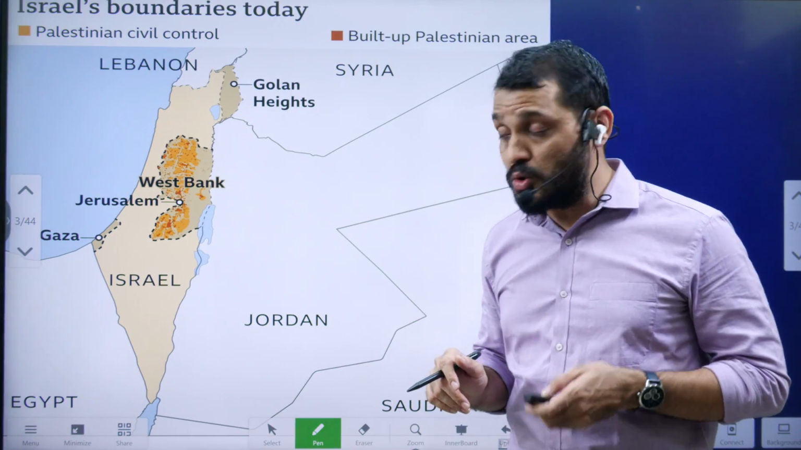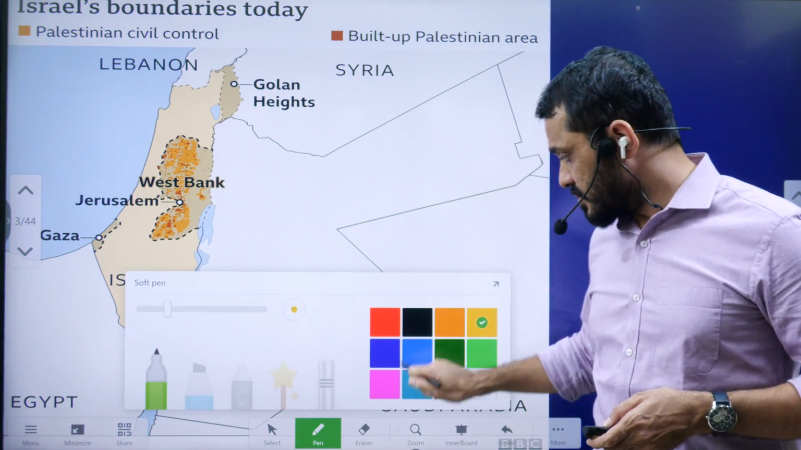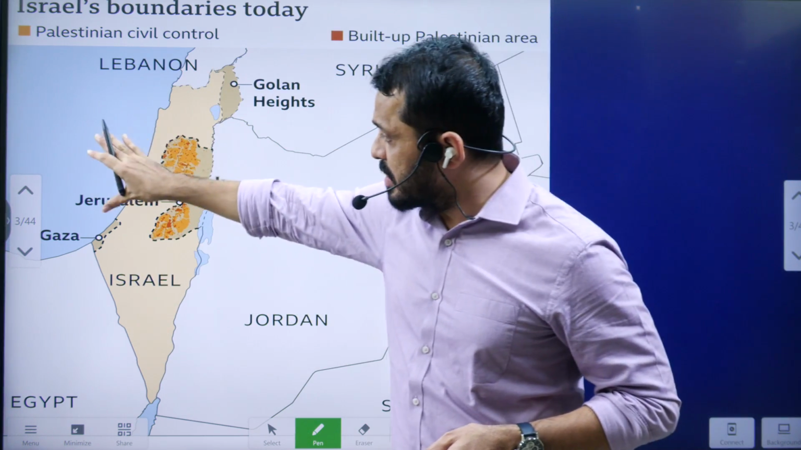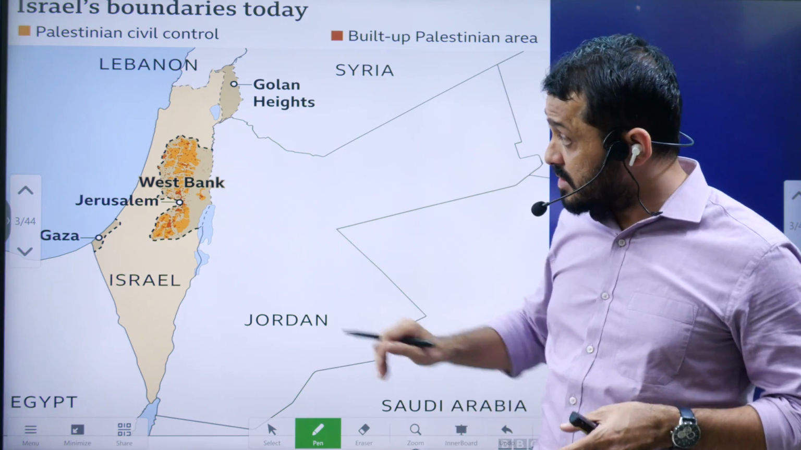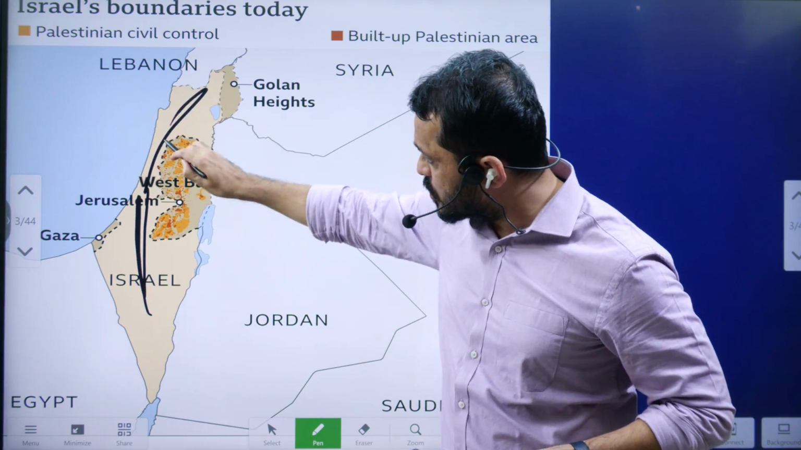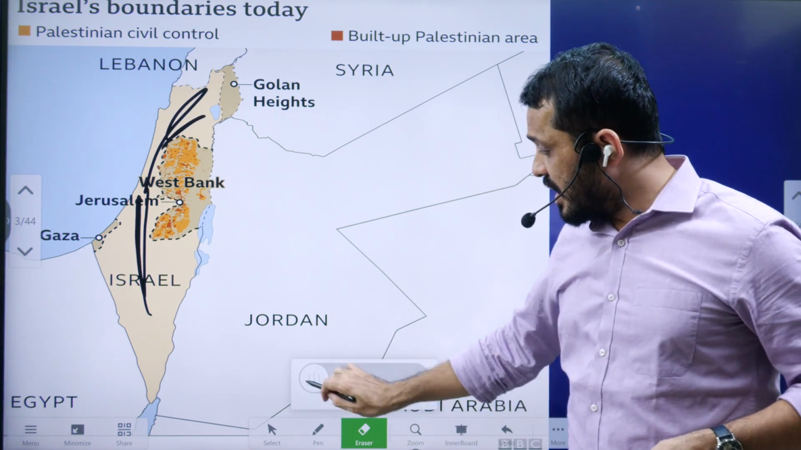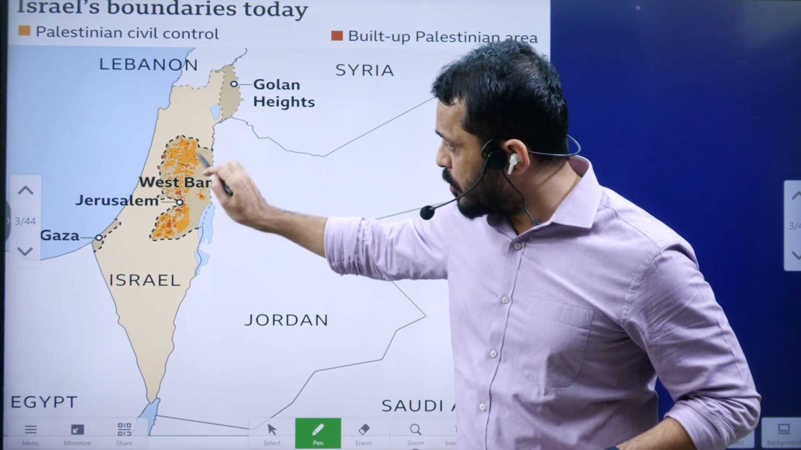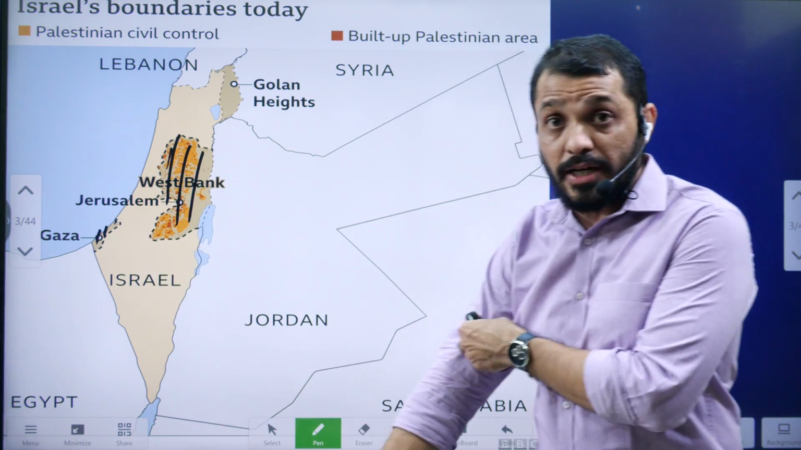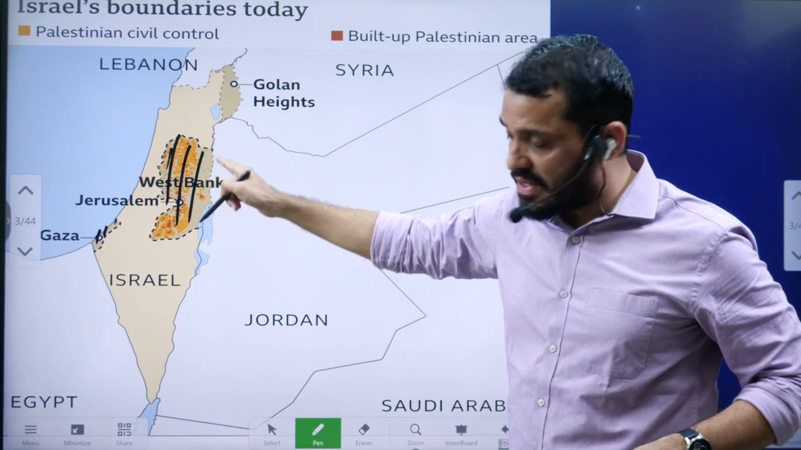Now, first we try to do the map pointing. First you have to understand Israel. It is sharing a border with the Mediterranean Sea, and this entire piece of land is known as Israel, and Palestine is two components. This is one component, this is another component. This component is known as the West Bank.